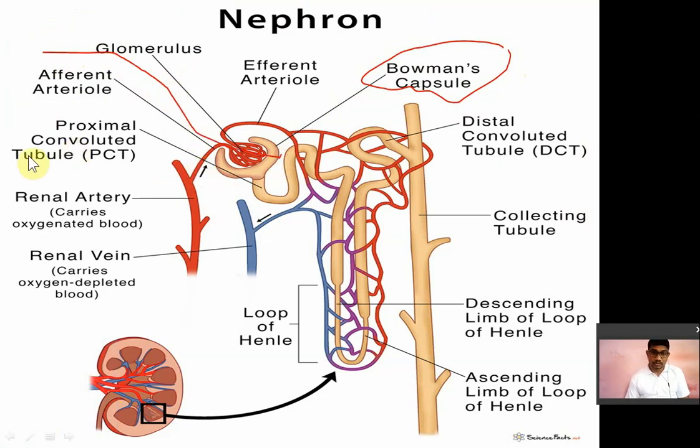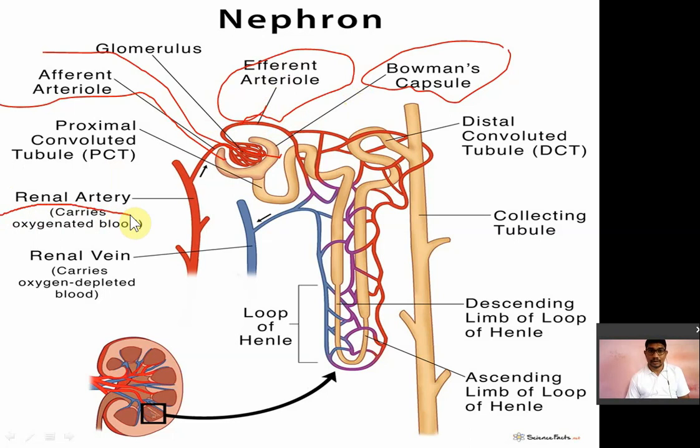Whatever arteriole carries blood to the glomerulus is known as the afferent arteriole, and whatever artery carries blood away from the glomerulus is known as the efferent arteriole. Arteriole means a branch of an artery, and the artery that supplies blood to the kidney is known as the renal artery.